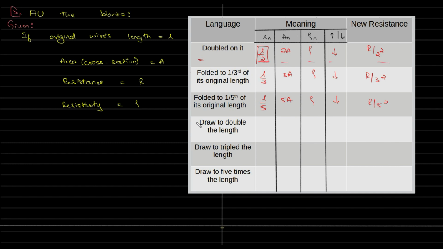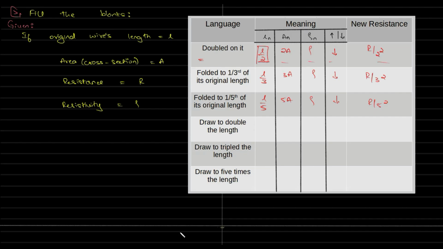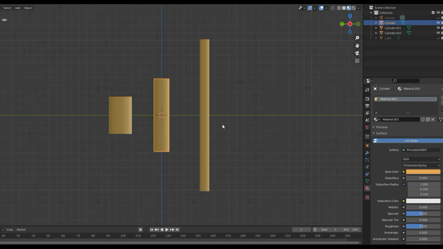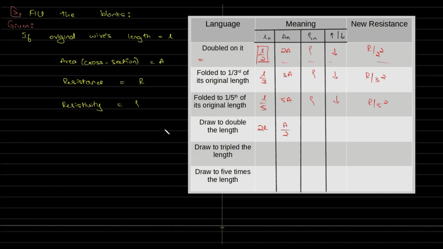Now, new set of cases. We are drawing the wire to a new length, double the length. That is, we're increasing the length by 2 times. So this is 2L. Area of cross section will reduce by half, is it not? So if I increase the length, the area of cross section will reduce. Any doubt, just take a rubber band and have a look.